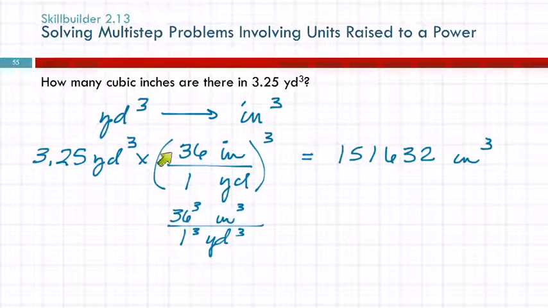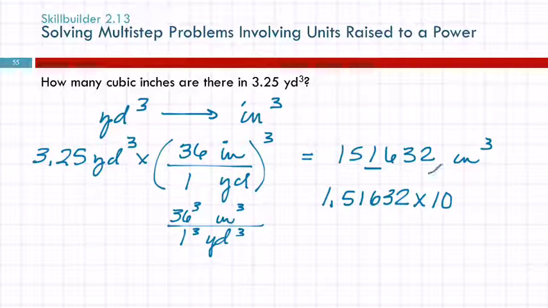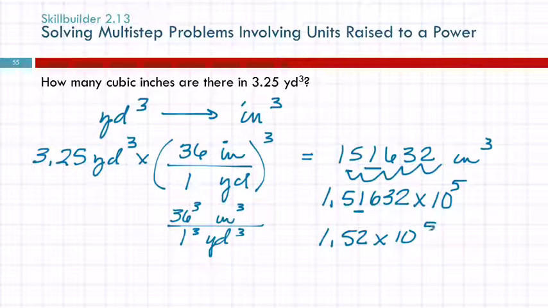3. 36 inches per yard is exact, so it's going to be 3. So I'm going to keep the 1, the 5, and the next 1. I need to be careful here. I am rounding to the nearest 1,000. That does not mean I'm going to change this into 152. So I'm rounding in the thousands place. So what I would encourage you to do is put this into scientific notation and then round it off, and you'll avoid getting a ridiculous answer. So this would be 1.51632 times 10 to the 1, 2, 3, 4, 5. And I want to round it off there. So it's going to be 1.52 times 10 to the 5th cubic inches.